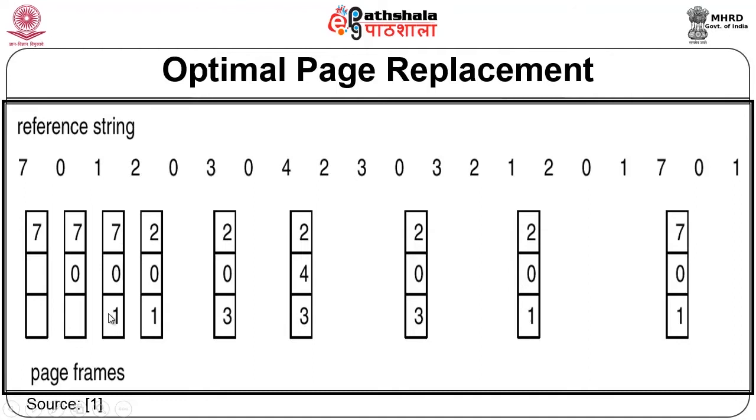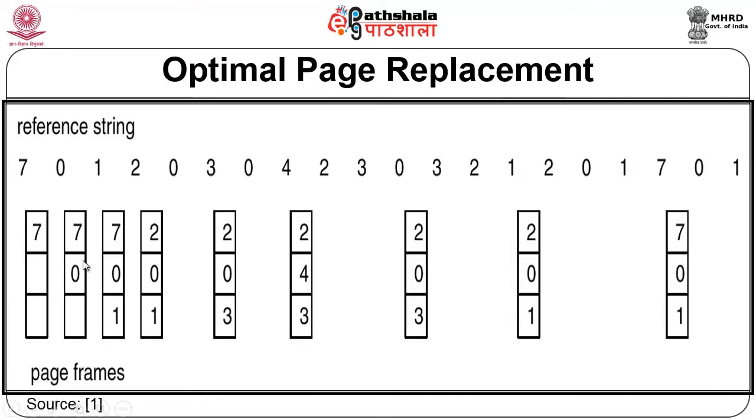It should be one of these three which will not be used in the near future, or you need to choose a page which will not be used for the longest amount of time. So, you look into this reference string, you need to choose one among 7, 0 and 1. 0, you see that it will very soon be referred to. Then you see 1 will also be referred to after that. Then after some time 7 will be referred to. So, you see that 7 is the page that will not be referred to in the near future.